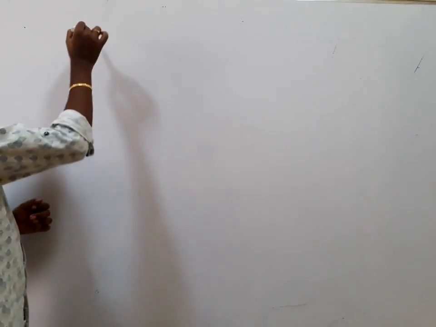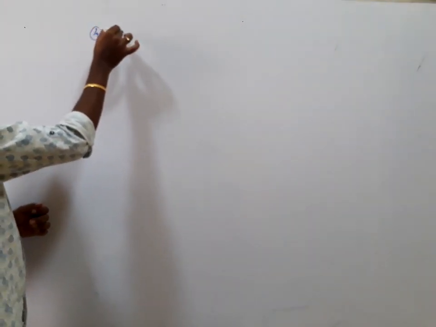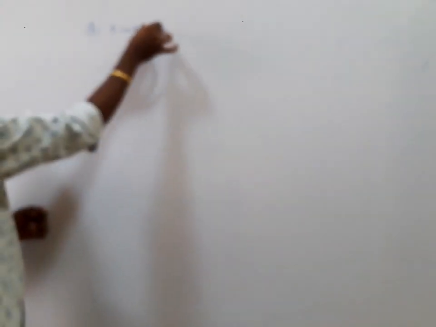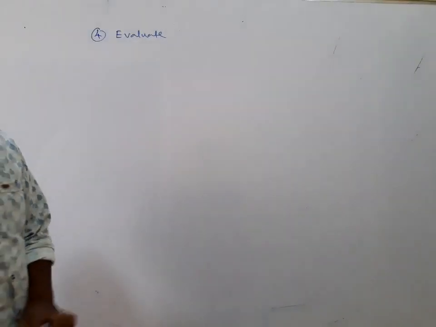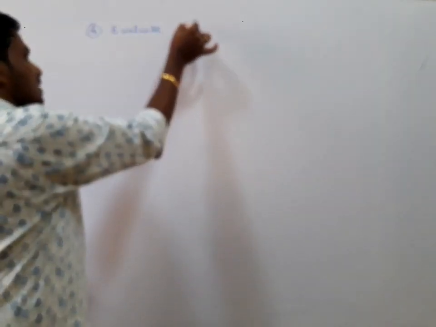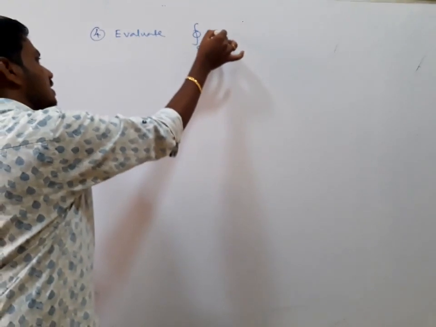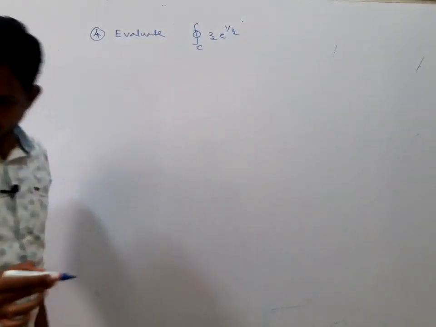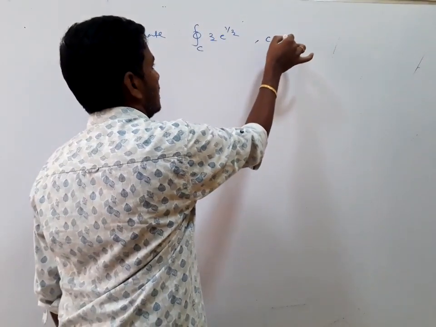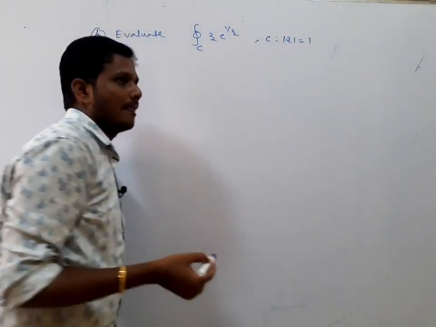Next, fourth one, evaluate the integral over C of z e to the power of 1 by z, where C is the circle mod z equals 1.